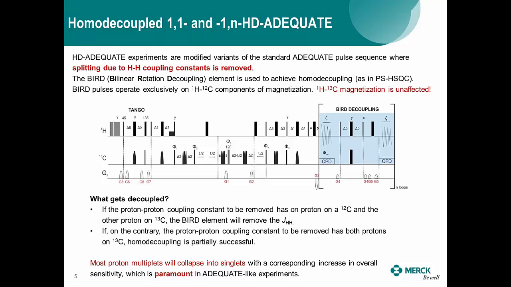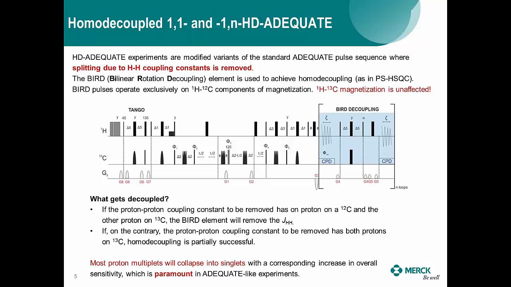the proton-proton coupling constant. Now, to achieve this, we use what is called a BIRD filter, which basically, shortly, distinguishes between protons attached to carbon-12 from protons attached to carbon-13. So, in that way, we can remove the proton-proton coupling constant. We have two possible scenarios in the ADEQUATE experiment. We have one question we need to answer. What gets decoupled when we use this BIRD element in the ADEQUATE pulse sequence?